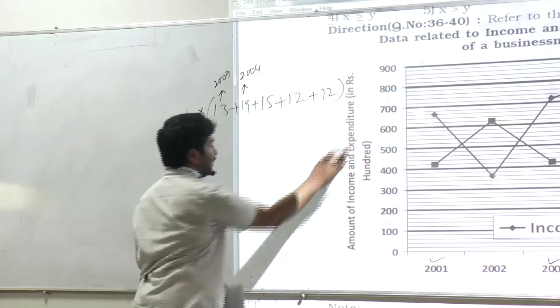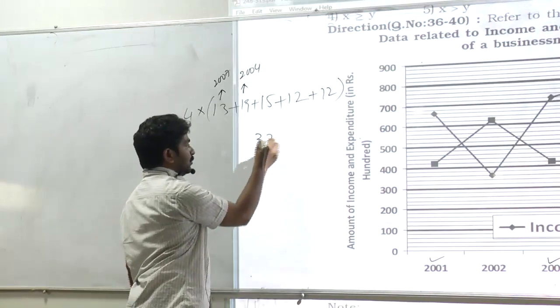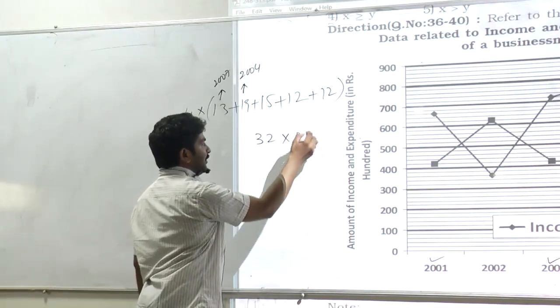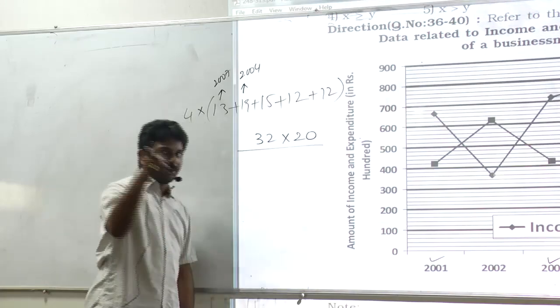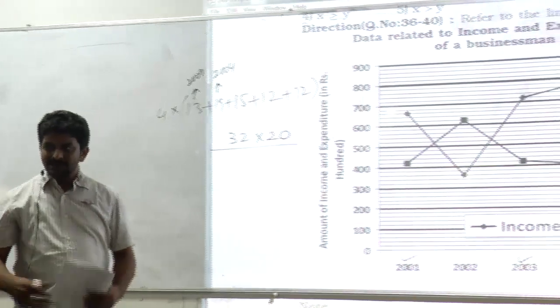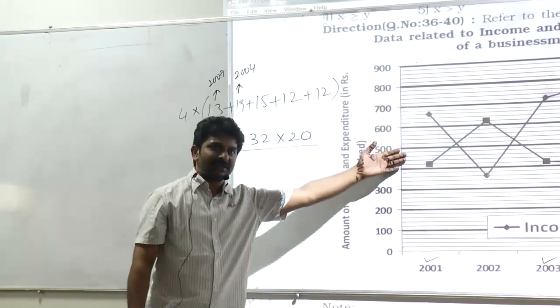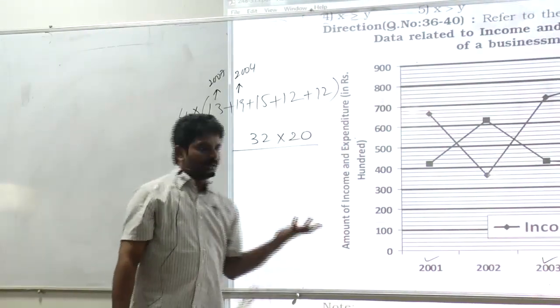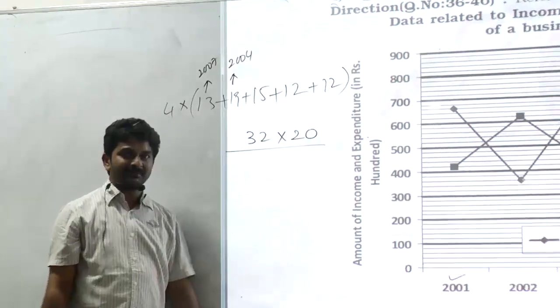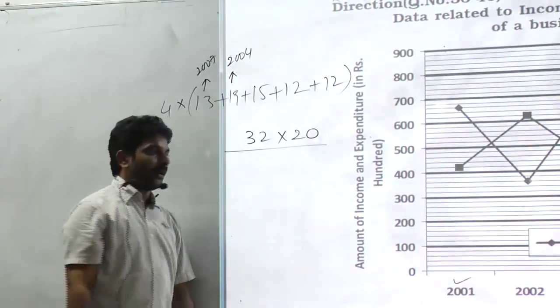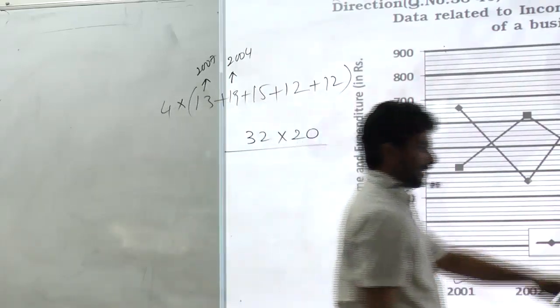32 how many times? 20 times. 32 coming, 20 times. Need not calculate, because in the denominator also you need to calculate cost price, right? So cost price is also given in number of lines, right? Where every line is 20. 20 in the numerator and denominator both get cancelled. So you need not multiply this. Yes or no? Now 2004 cost price, expenditure.